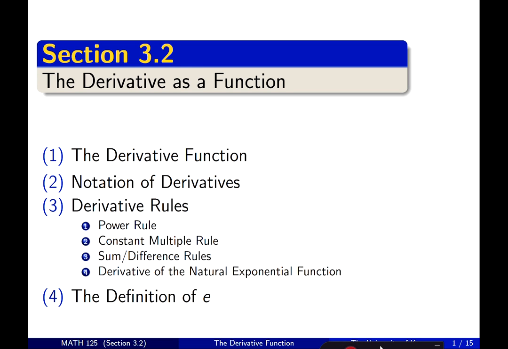We're starting section 3.2, and that's the derivative as a function. First, we discussed the derivative function, then we discussed notation of derivatives, mainly two different notations for derivatives, and then we discussed derivative rules for power rule, constant multiple rule, and sum and difference rules, and derivative of a natural exponential function. And then we discussed the definition of e.